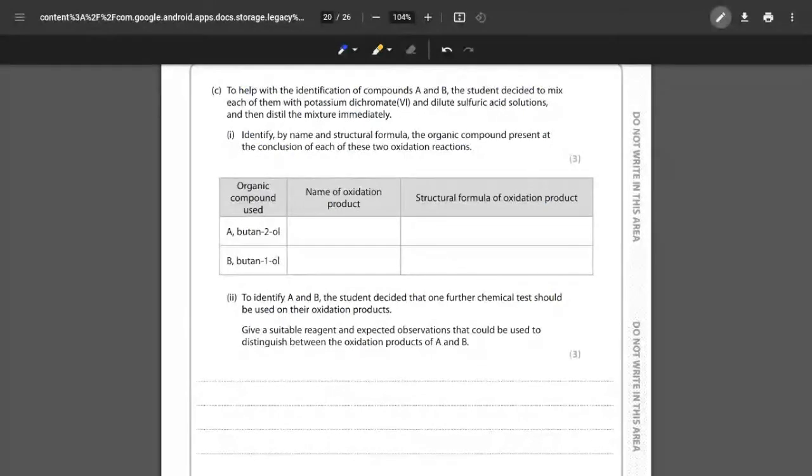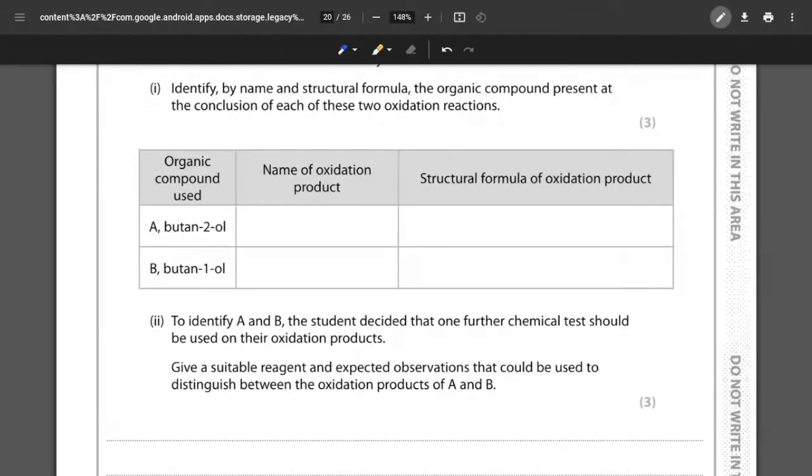For question C, we are looking at the identification of compounds A and B. So we know that these are alcohols, we've been told this, and we want to mix them in order to be able to determine which is which, and we're mixing them with potassium dichromate and dilute sulfuric acid and then distilling. And we want to identify by name and structural formula the organic compound that is present in both of these. So A, we know, is butan-2-ol from our mass spectrometer, and B we know is butan-1-ol.